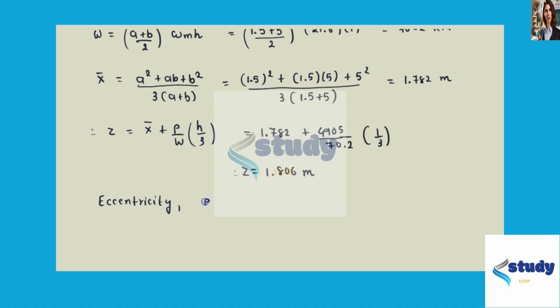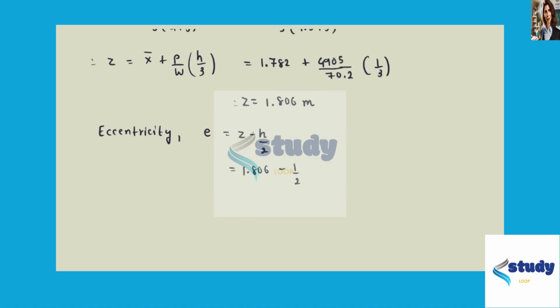Now using this value of Z we can find the eccentricity, that is E, which is equal to Z minus H divided by 2. So this is 1.806 minus 1 divided by 2. So this becomes E, which is equal to 0.64 meter. Now using this value we can find the value of stress.